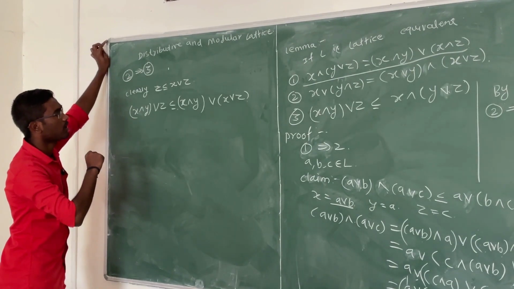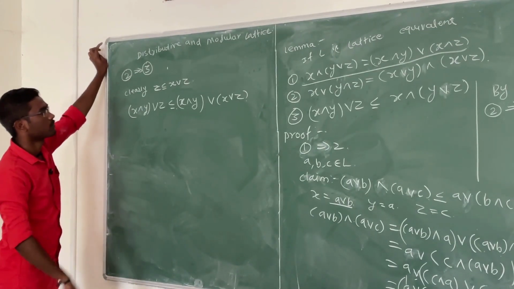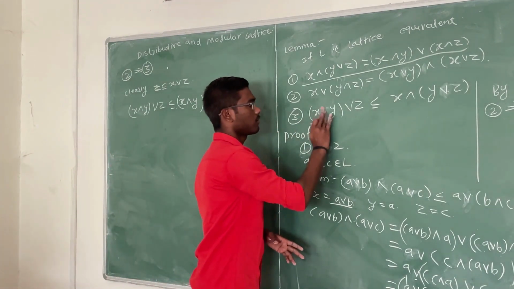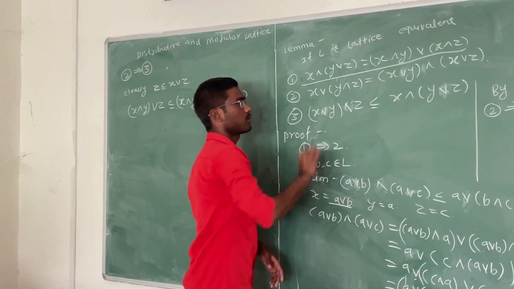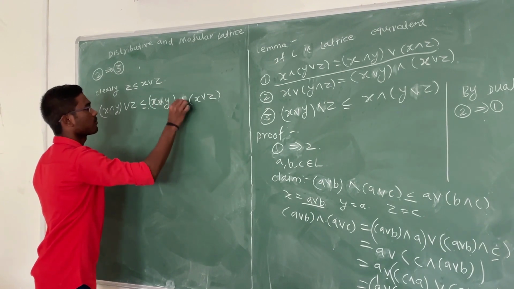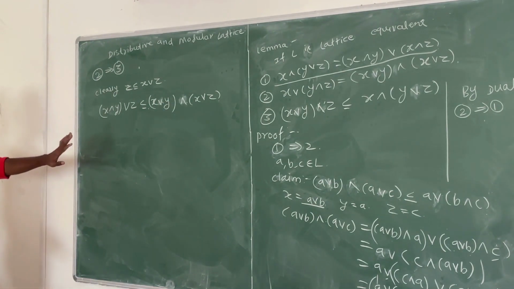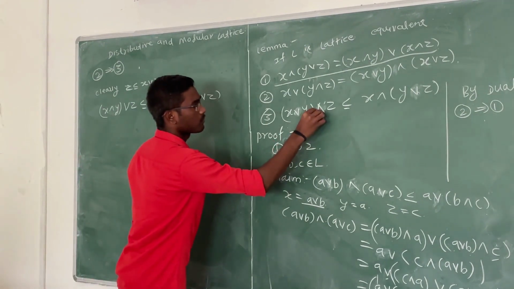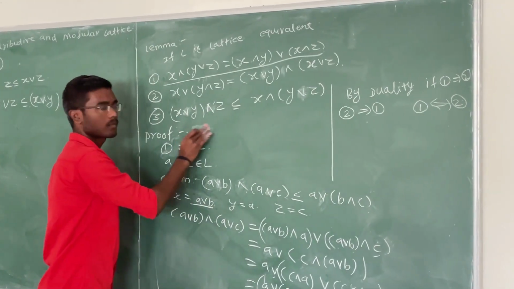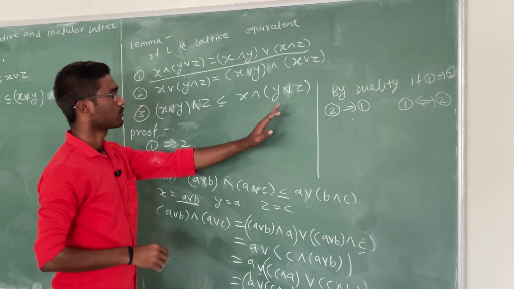One second. Hey, property. X meet Z. Why is it? X meet Y. One second, sir. I think join and then meet. I'm going to select, sir. Join and meet. There are also inequality X join Y meet Z. Last, next. Right side, X join. Right side, that meet is replaced by join.